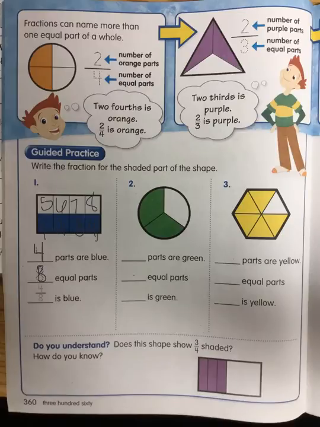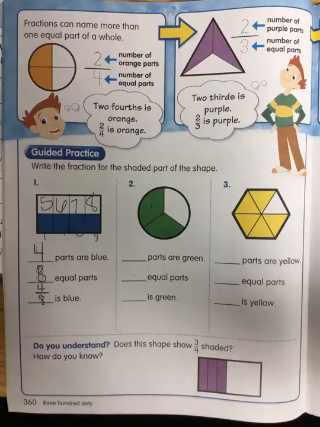So if I were going to write this, I put my parts that are blue over, so don't forget that line because that tells me that it's a fraction, over 8. And if I were to say that, I'd say 4/8 of the shape is blue. 4/8 is blue.